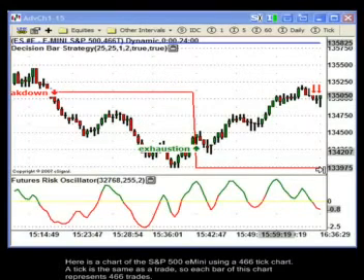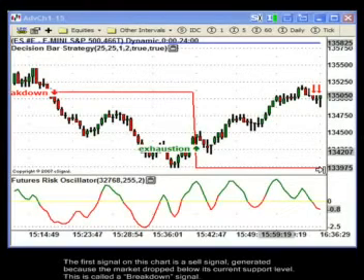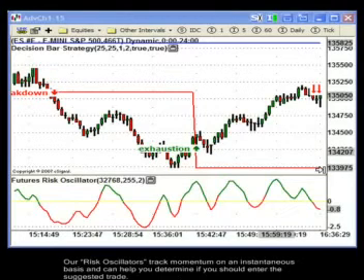Here is a chart of the S&P 500 E-mini using a 466 tick chart. A tick is the same as a trade, so each bar of this chart represents 466 trades. The first signal on this chart is a sell signal, generated because the market dropped below its current support level. This is called a breakdown signal.